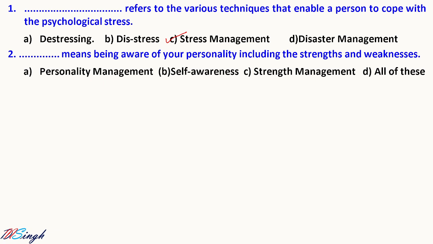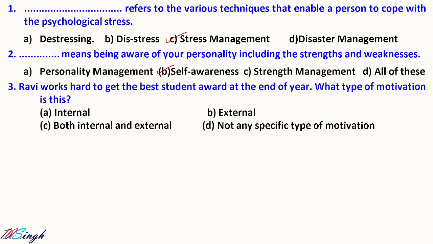Means being aware of your personality, including the strength and weakness. Personality management is first option. Self-awareness, strength management, all of these. So here the self-awareness. In this particular topic, you come to know about yourself. What are your strengths, what are your weaknesses, or what are your likes and dislikes, hobbies. Okay, so all these comes under self-awareness. Let us go to the next question.